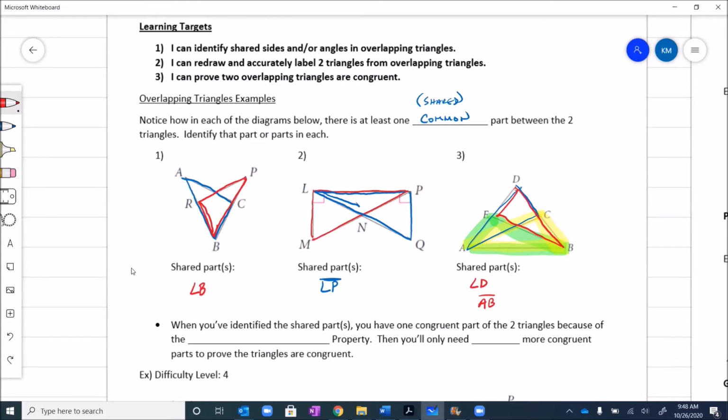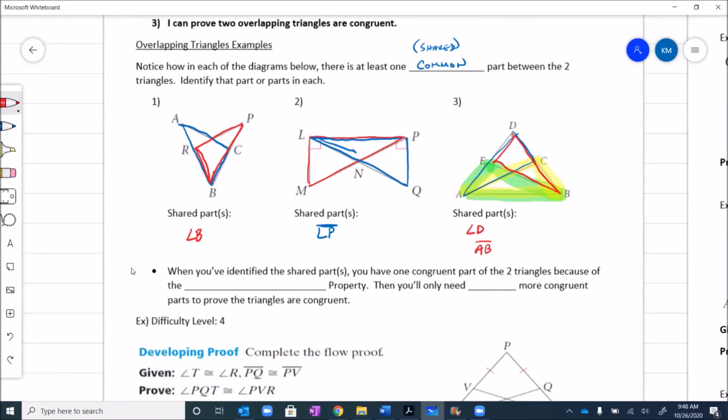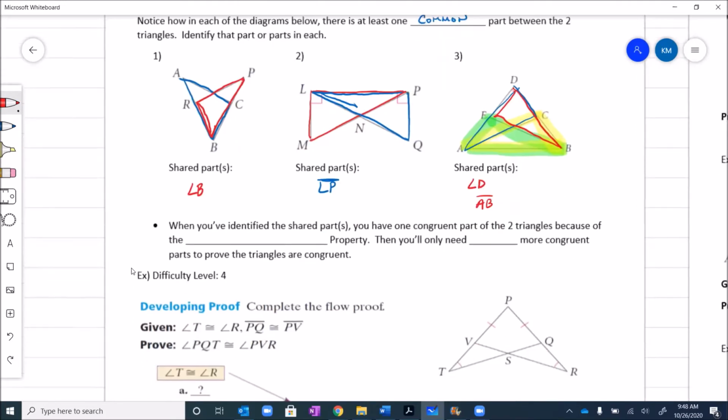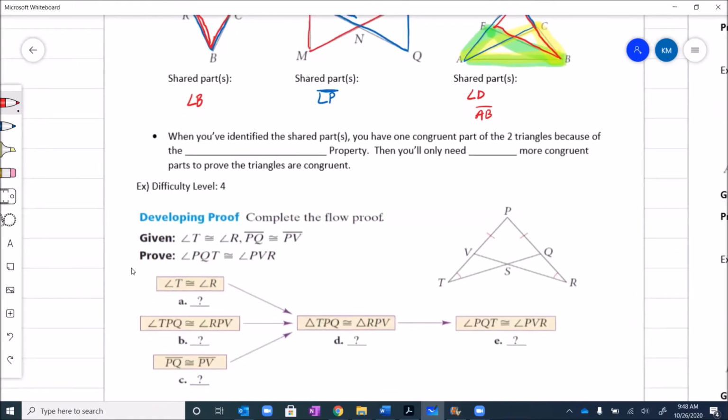And so a lot of our shortcuts call for us to need three of them. All of our shortcuts call us to need three congruent parts. And so if we can identify those in overlapping triangles, then that makes it a little bit easier for us to find those. Okay. So when you've identified the shared parts, you have one congruent part of the two triangles because of the reflexive property. Then you only need two more congruent parts to prove that the triangles are congruent. Okay, so let's look at some proofs.